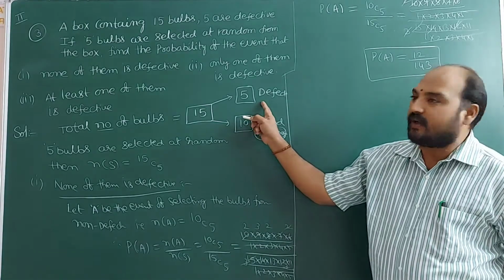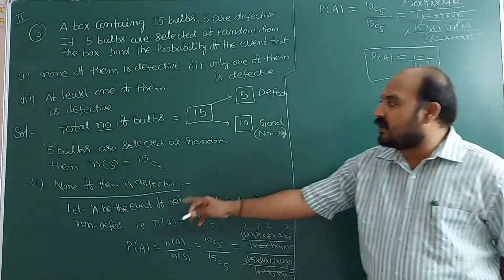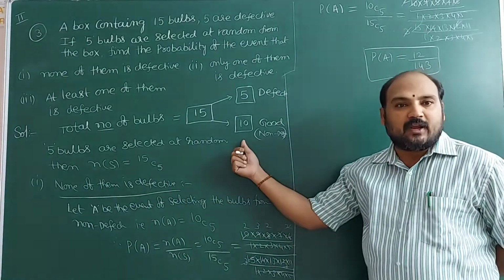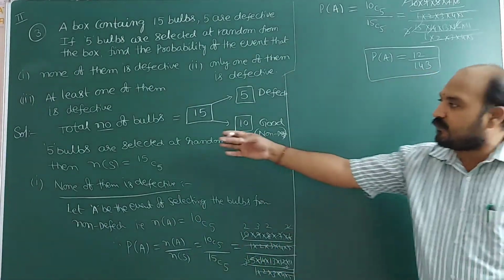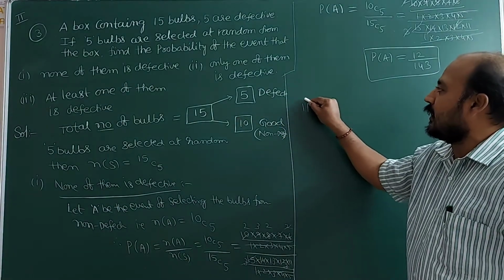So 5 are defective and 10 are non-defective, that means good bulbs. To get the probability that none of them is defective, out of 10 you have to select any 5: 10C5 by total possibilities 15C5. Come to the third question directly. I am not writing that second question.